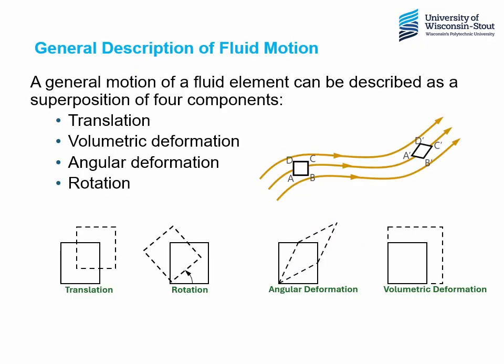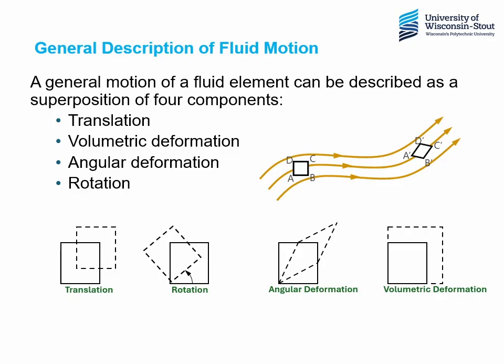A general motion of a fluid element can be described as a combination of four components. These are translation, volumetric deformation, angular deformation, and rotation. Translation means the fluid element moves from one location to another. Rotation means the entire element spins.